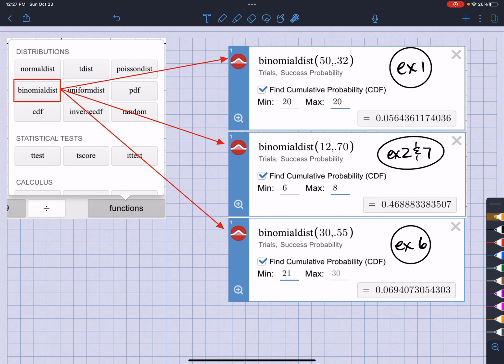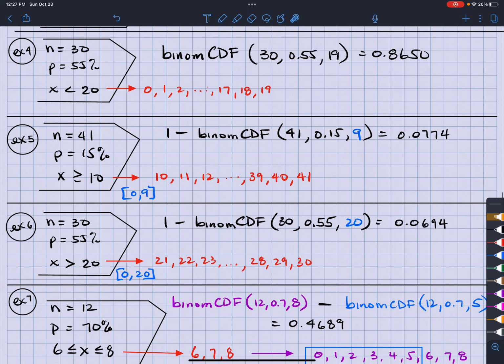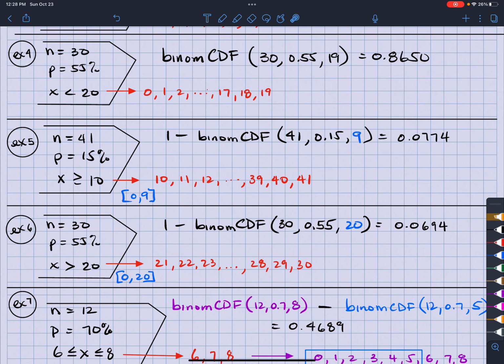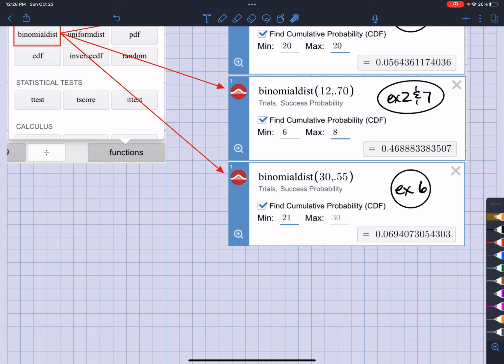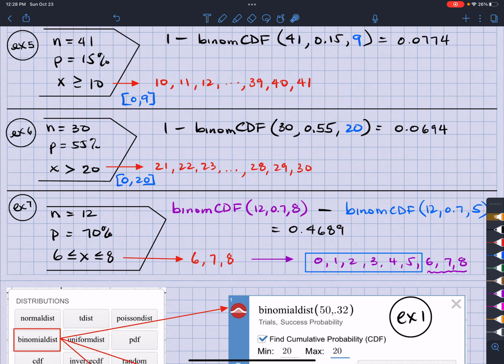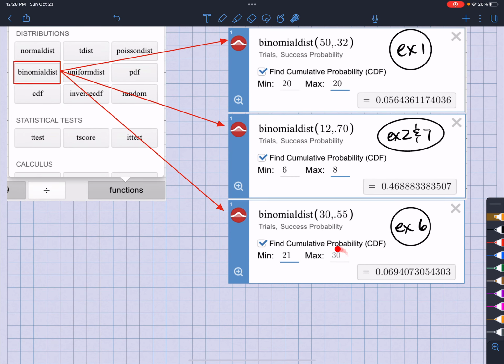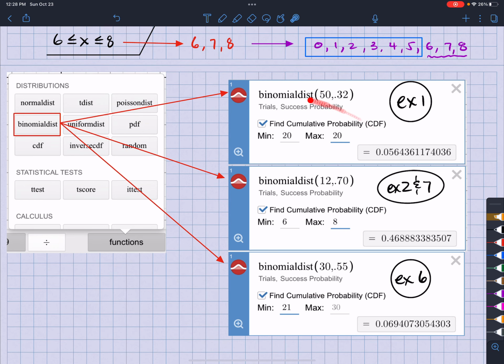All right. And then this one here is example 6, which was greater than 20, right? So when we did greater than 20, we said it's 21 all the way to 30. So when you type this in and check this off, this 30 is going to already be there as a maximum, and you'll have a 0 as a minimum. So you're just going to change the minimum to 21, because when we did example 6, we said we wanted from 21 all the way to 30. So 21 is my minimum, 30 is my maximum, and there we go.